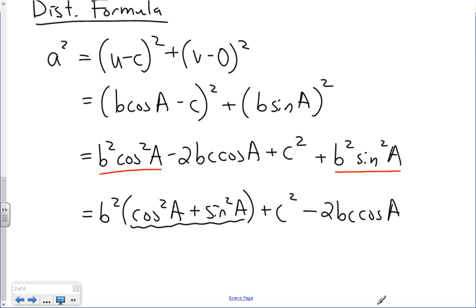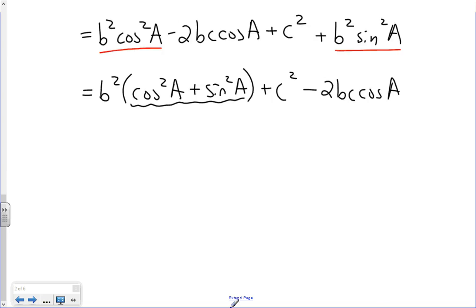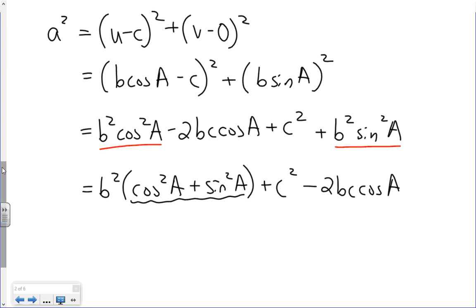It looks like we just have one step to get our answer here. B squared times this cosine squared plus sine squared. Cosine squared plus sine squared is 1, so I can just replace this with b squared, and then plus c squared minus 2bc cosine of A. Right there is our law of cosines. A squared is equal to b squared plus c squared minus 2 times b times c times the cosine of A. This works for an oblique triangle, either for finding an angle given all three sides, or for finding a side given two sides and an included angle. Side angle side or side side side.